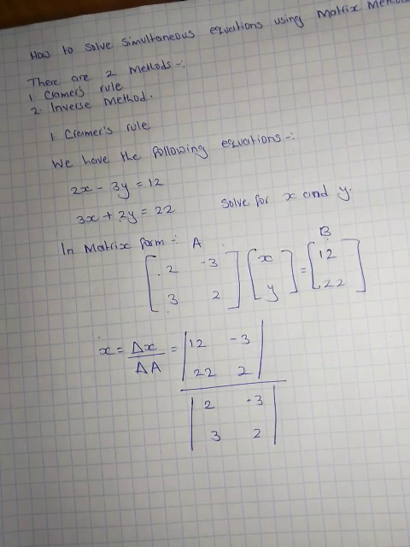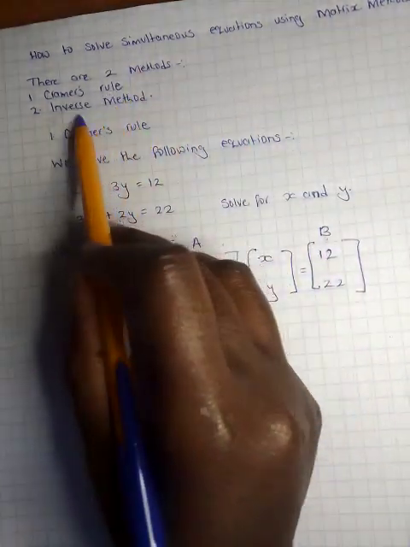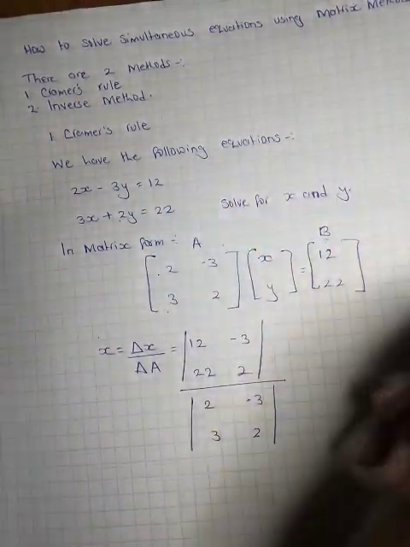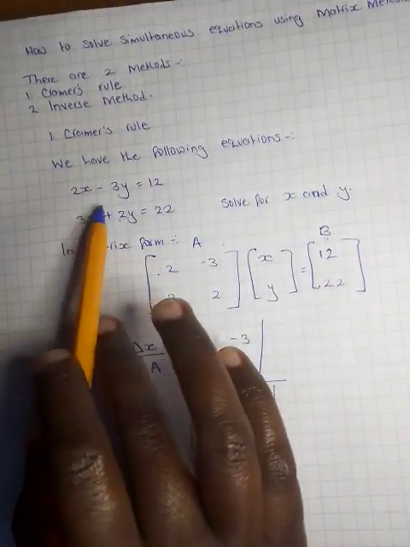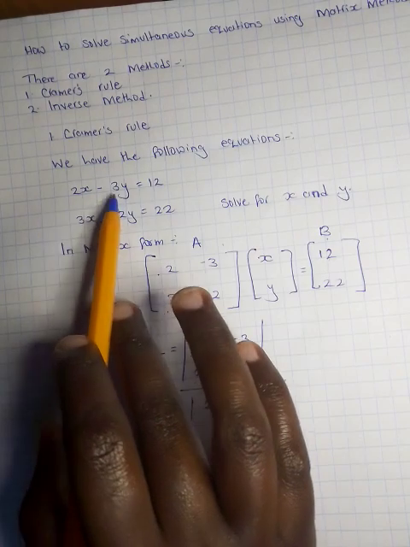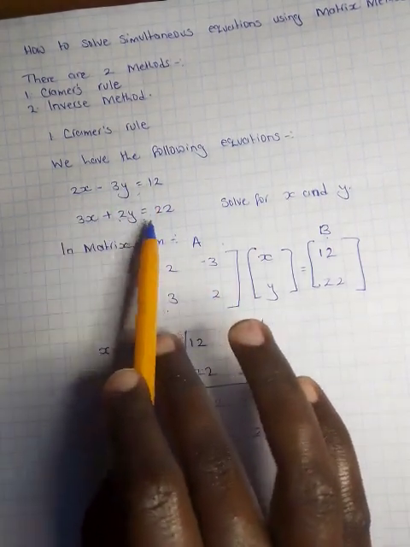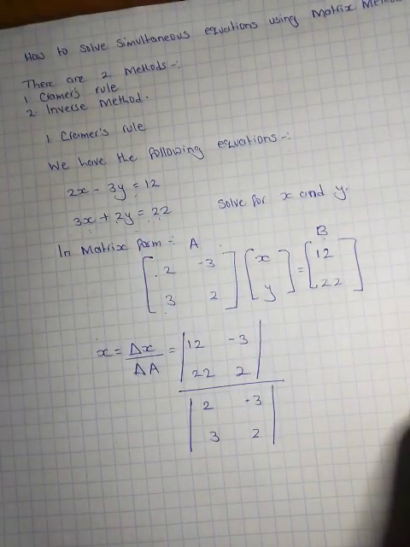We have two methods to do this. The first one is Cramer's rule. The second one is the inverse method. For this lesson, we will be looking at Cramer's rule. We're using these equations: 2x minus 3y equals 12, and 3x plus 2y equals 22, solving for x and y.